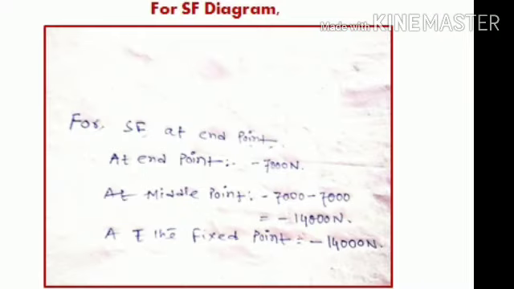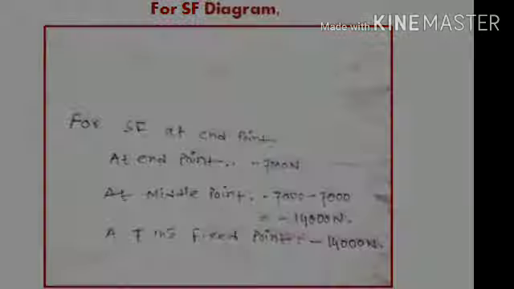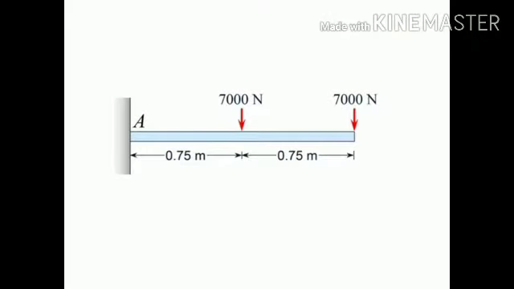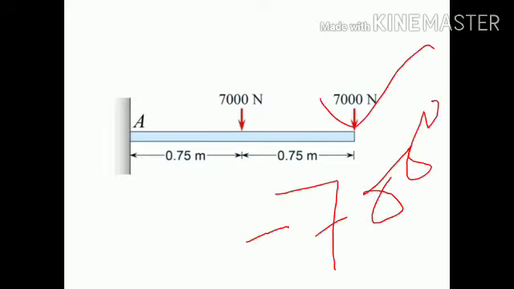For the SF diagram, first the SF at the end point. At the end point, the 7,000 load is acting over it. The SF at the end point is equal to minus 7,000 Newton, because the force is in the downward direction according to our sign convention.